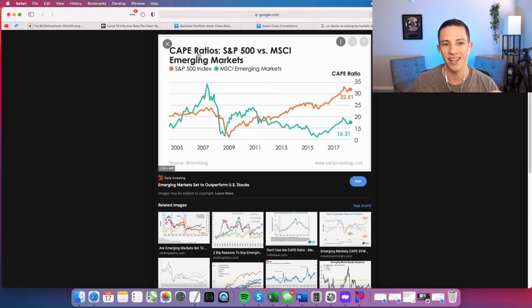This one shows the CAPE ratio, the cyclically adjusted price to earnings ratio of the S&P 500 versus emerging markets. And we can see that as of the end of this data in 2019, the S&P 500 had about double, literally double, the cyclically adjusted price to earnings ratio of emerging markets. If we were to extend this forward to 2022, we would see that the CAPE ratio of the S&P 500 has gone up, and probably emerging markets has stayed about the same, and the difference among them has certainly grown.